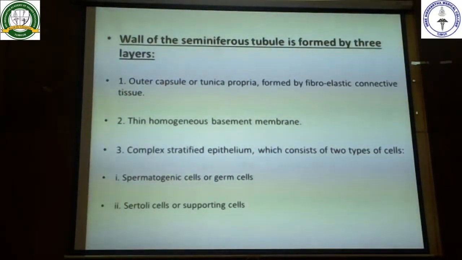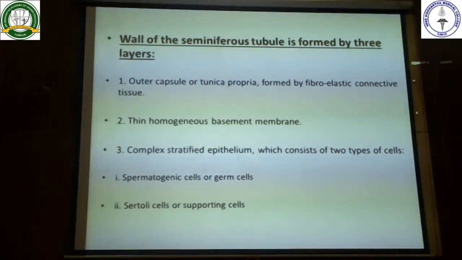Coming to the wall of the seminiferous tubule, it is formed by 3 layers. The outer capsule, or tunica propria, is formed by fibroelastic connective tissue. The second layer is the thin homogeneous basement membrane, on which the third part rests, the complex stratified epithelium. The complex stratified epithelium consists of 2 types of cells.